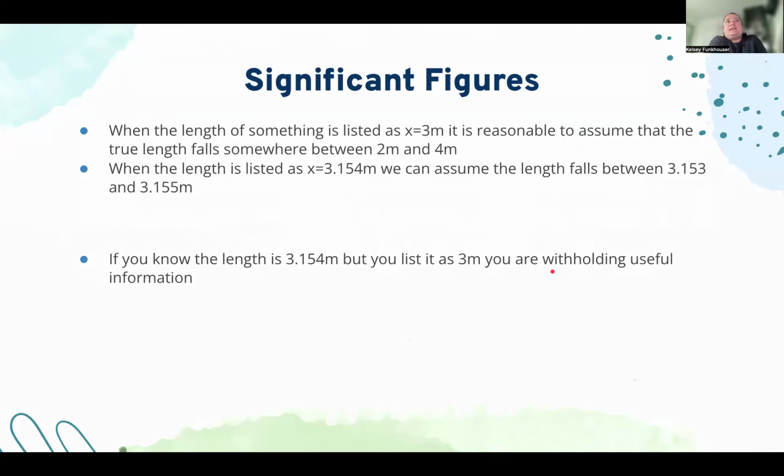Next up, let's talk significant figures. When the length of something is listed at 3 meters, it is reasonable to assume that the true length falls somewhere between 2 and 4 meters. If instead the length was given as 3.154 meters, we can assume that the true value falls between 3.153 and 3.155 meters. But if we know the length is 3.154 meters, but we list it as 3 meters, we're withholding useful information.